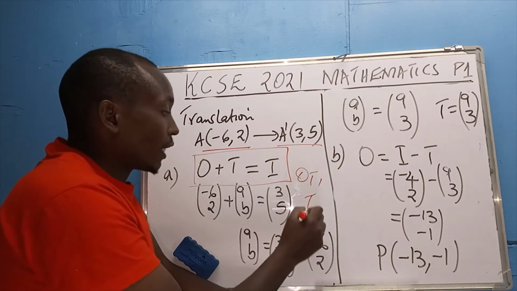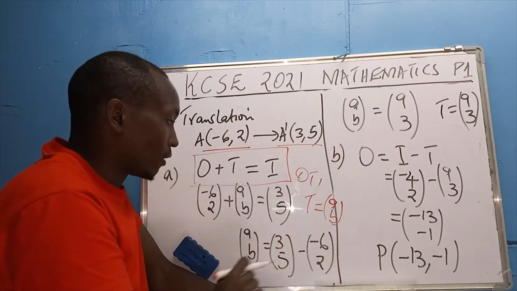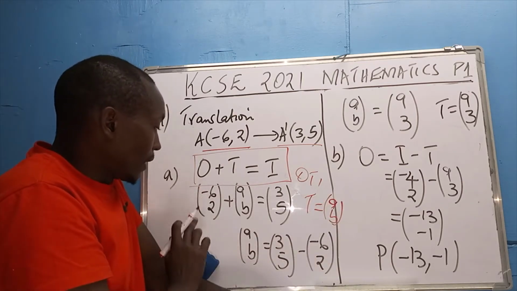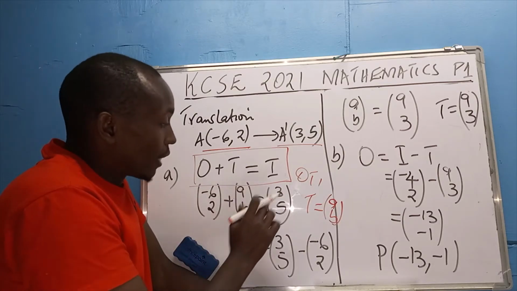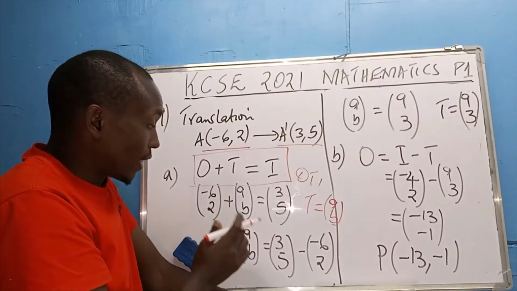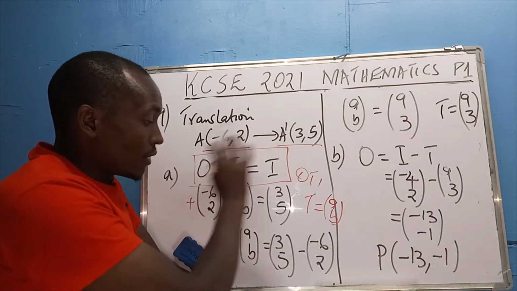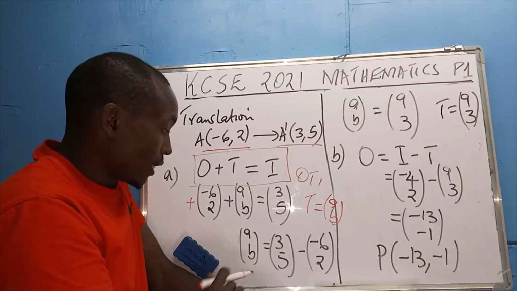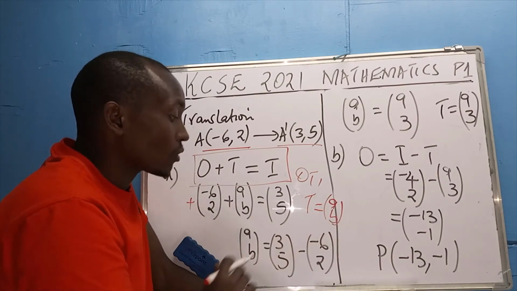Now in this case, we let our translating factor be AB, to have the coordinates AB. With that, I have negative 6, 2 added to AB, I'll get 3, 5. So the positive coordinates, or vector, I take to the other side. Then I'll have 3, 5, subtract negative 6, 2.